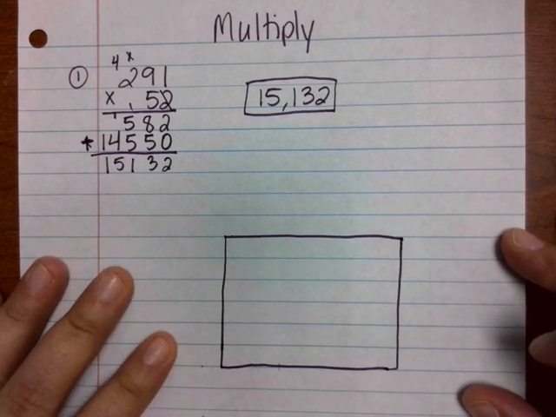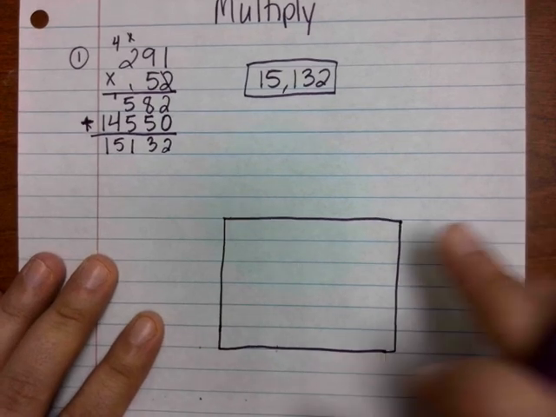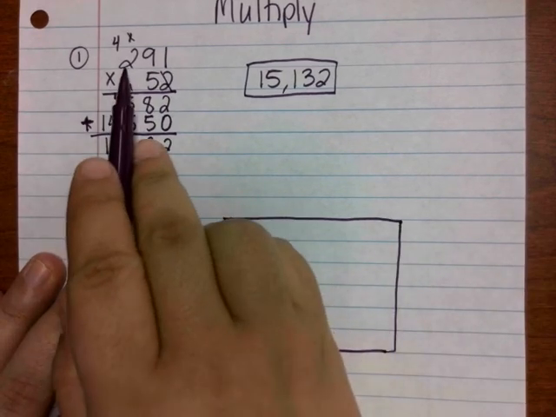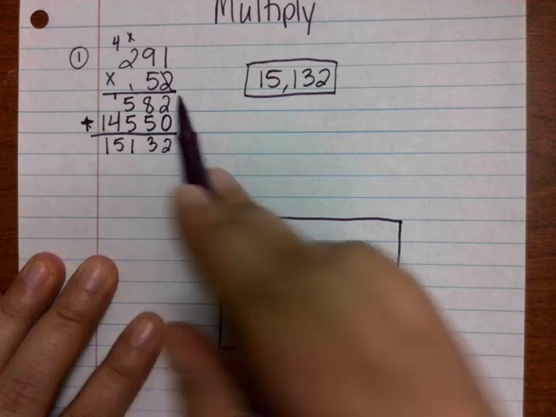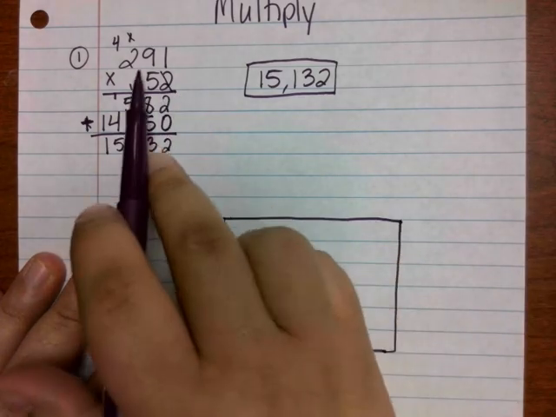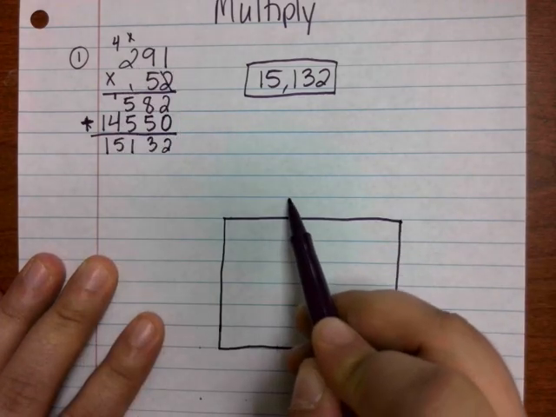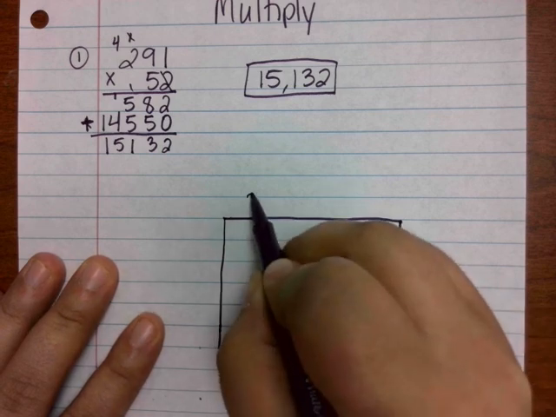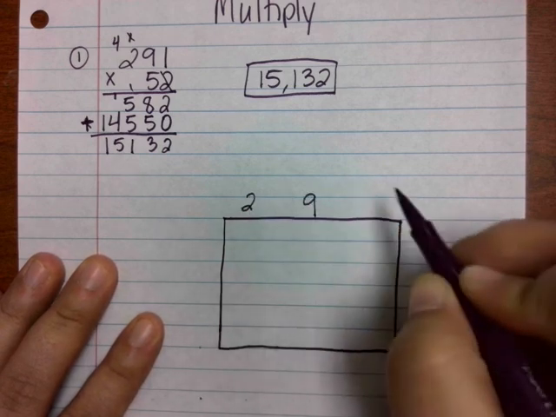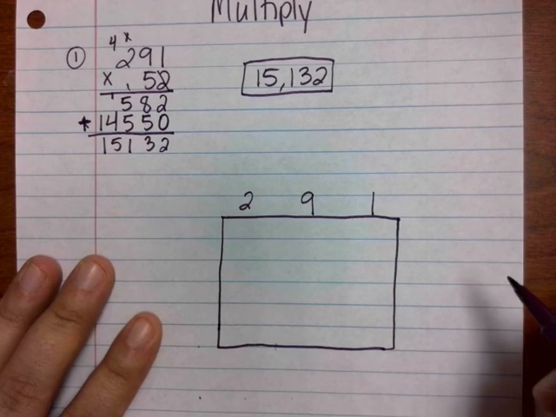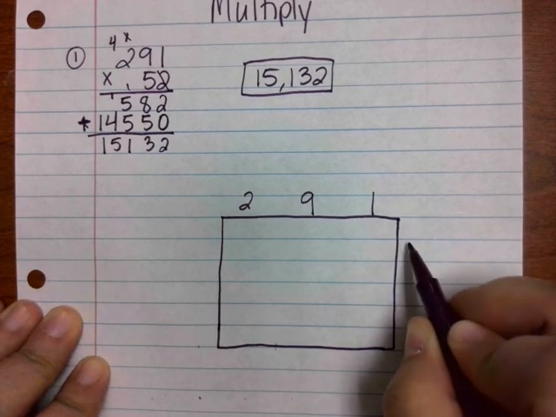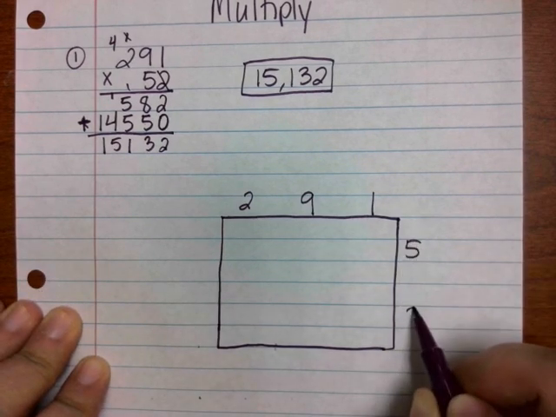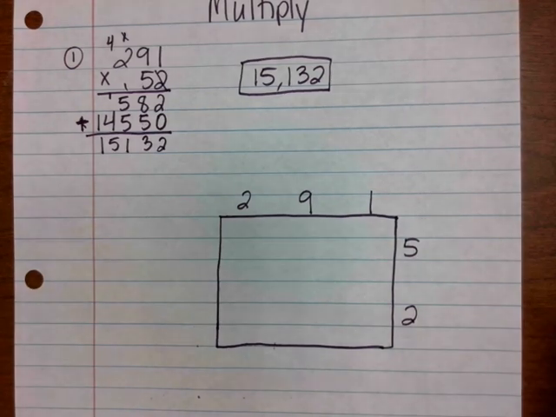Alright, now we're going to write out our multiplication problem. I'm going to put the first number here on top and the second number here on the side, and make sure you space out the numbers. Don't put 2, 9, 1 right next to each other. So I'm going to put 2, 9 in the middle, and then 1. And then I'm going to put 52 here. Again, we don't want them close together, so we're going to space them out.